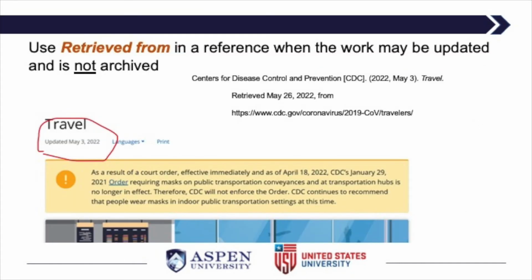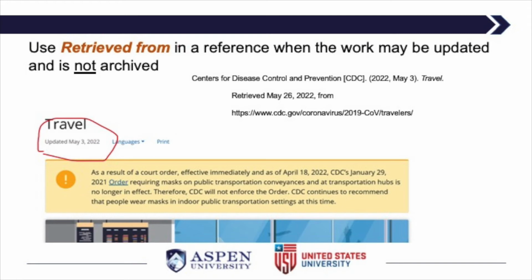The other issue that comes up when you're looking at a website reference is when to use the phrase "retrieved from." And in this case, the APA manual is very specific about when you want to use it. So here's an example of a website that I found from the Centers for Disease Control and Prevention, and it was about a travel update to, I don't know, what country, I forget what it was.